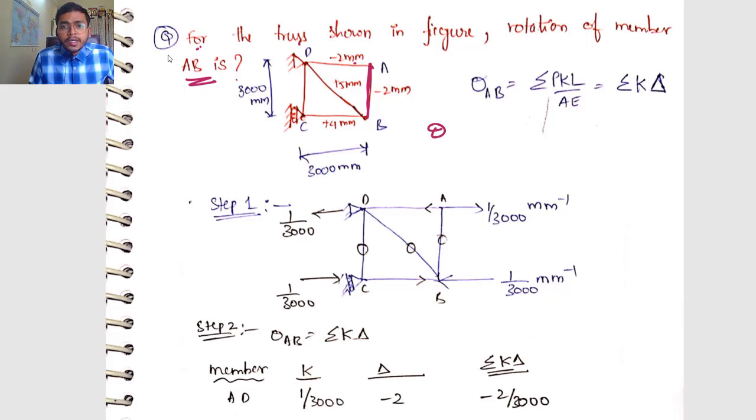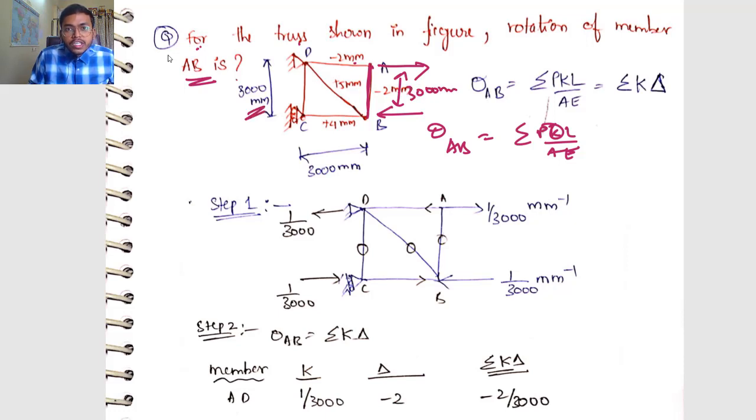See, what is our theta AB? It is sigma pKl by AE, where k is the force in all the members because of the unit couple applied on this member. So you have to apply a unit couple, something like this. If this distance is given as 3000 mm, what is your force? You have to apply 1 by 3000, and you can find the k values in all the members and do sigma pKl by AE.